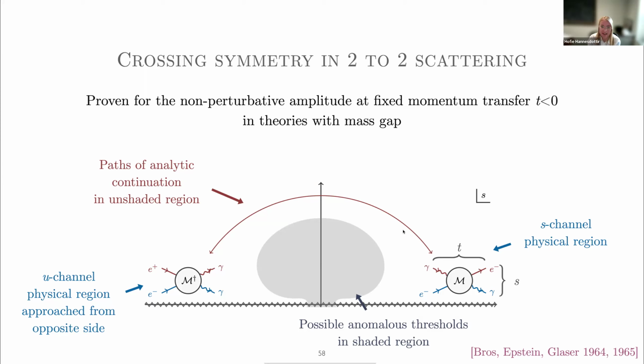So there exists an analytic continuation in the unshaded region that can take us from the amplitude to the conjugated amplitude in a different channel. So this would be the U-channel physical region, approached from the opposite side. And since we can get from an amplitude to a conjugated amplitude, we can now do one more move to get back to the amplitude itself, and then we can establish crossing symmetry in this case.